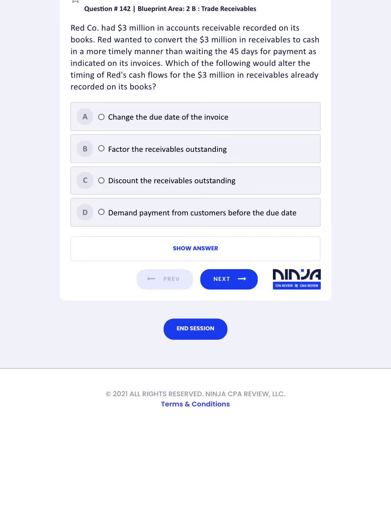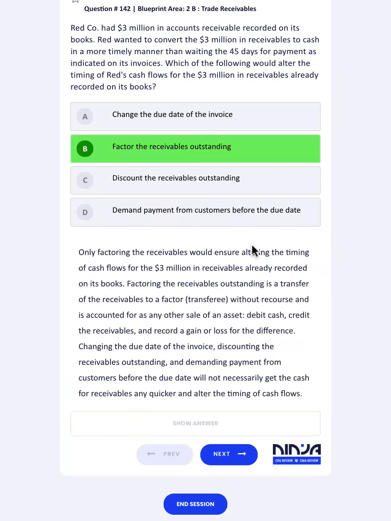It's okay, be brave. Right, the answer is B. Factor the receivables outstanding. Only factoring the receivables would ensure altering the timing of cash flows for the $3 million in receivables already recorded on its books.